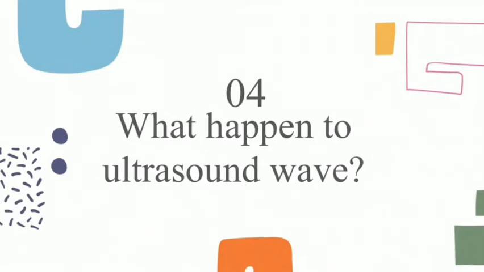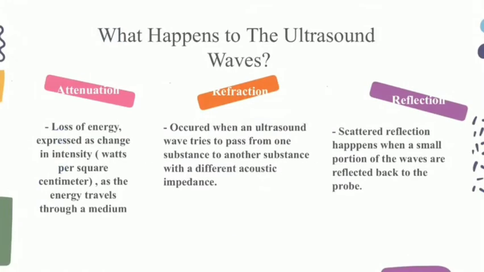Some of the ultrasound returns back to the probe once it enters the body to help the machine form an image, while the rest is lost. It undergoes attenuation, refraction, and reflection when it enters the body. Attenuation is a loss of energy, expressed as a change in intensity measured in watts per square centimeter, as the energy travels through a medium. Next is refraction. It occurs when an ultrasound wave tries to pass from one substance to another substance with a different acoustic impedance. And lastly is reflection. Scattered reflection happens when a small portion of the wave is reflected back to the probe.